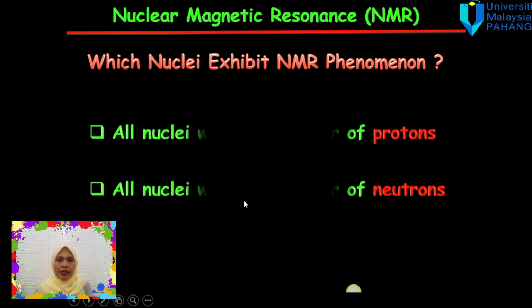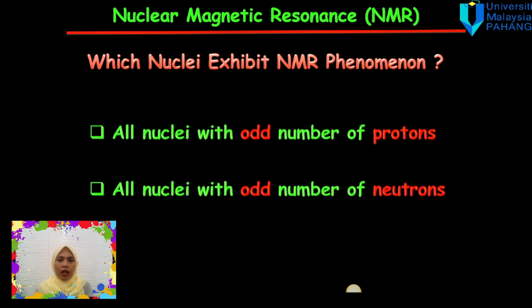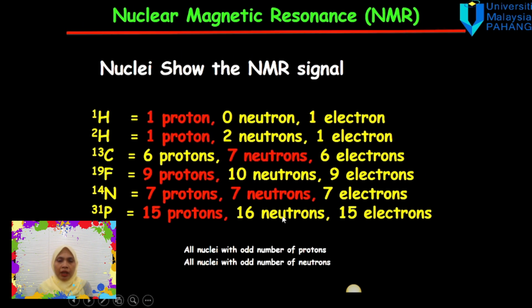Which nuclei exhibit the NMR phenomenon? All nuclei with an odd number of protons and all nuclei with an odd number of neutrons can exhibit the NMR phenomenon. We can see here, in this example, proton 1 and proton 2 can be detected in the NMR because they have 1 proton and 1 proton.